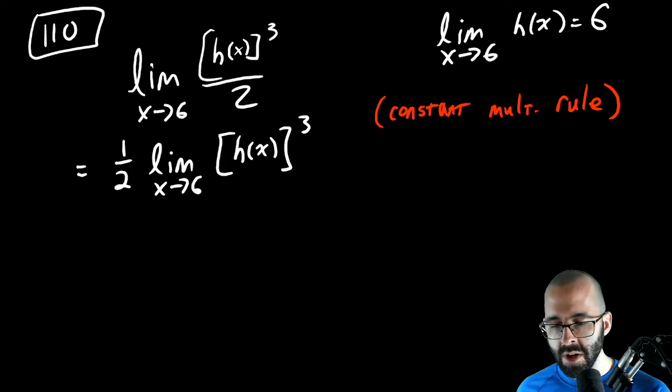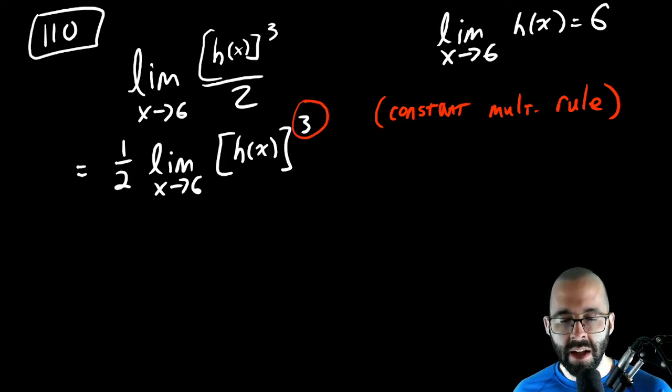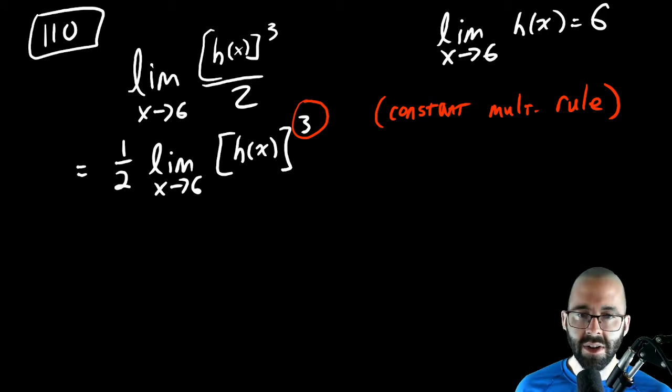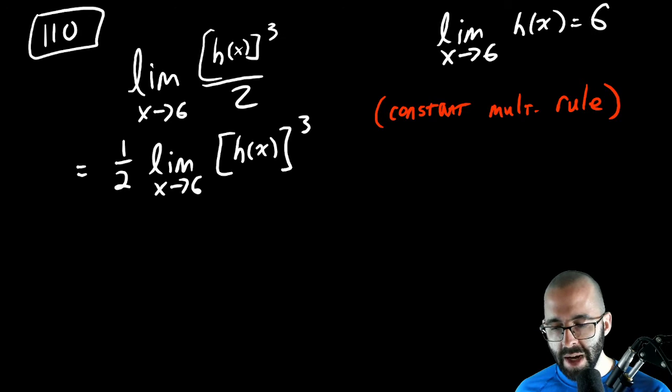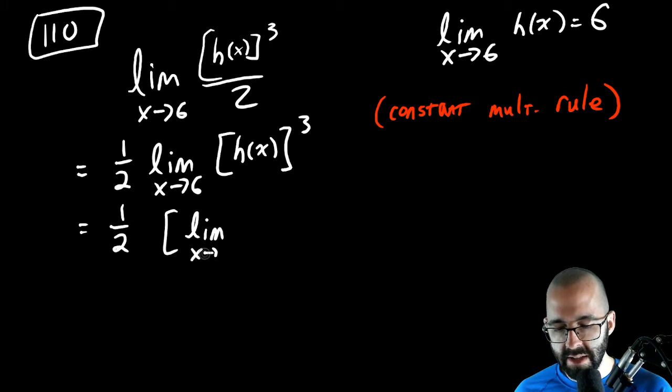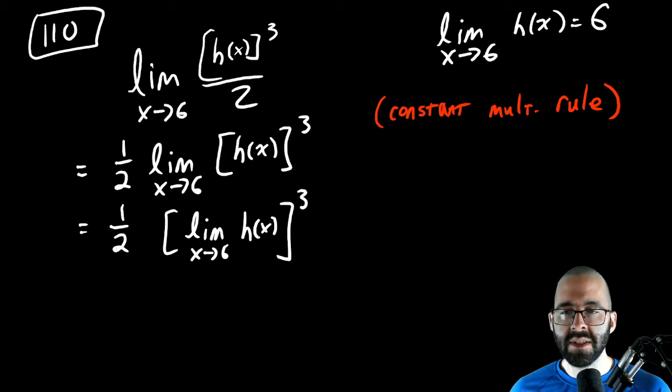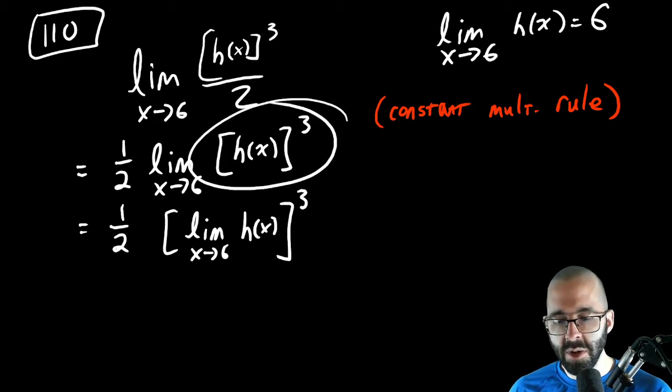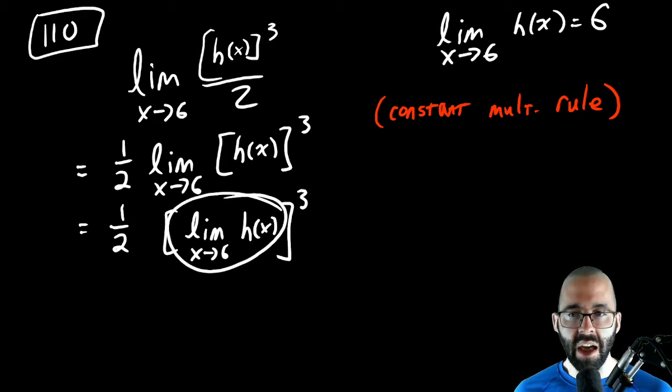Next up, notice we have an exponent, a power, that's a positive integer. Integers are like -1, -2, 3, 5. Positive integer says that we can use the power rule. This is going to be 1/2 times the limit as x approaches 6 of h of x cubed. So instead of taking the limit of something cubed, we can take the limit of that thing and then cube that limit afterwards.